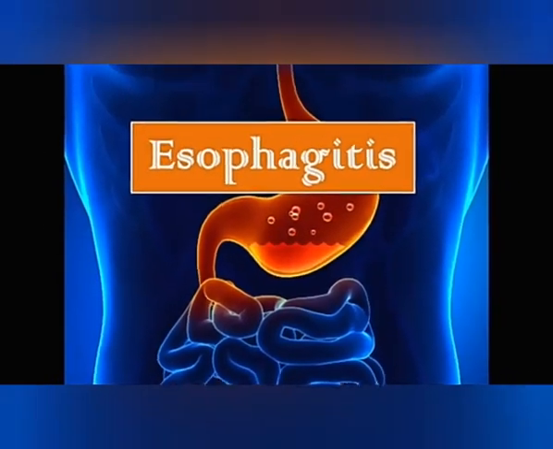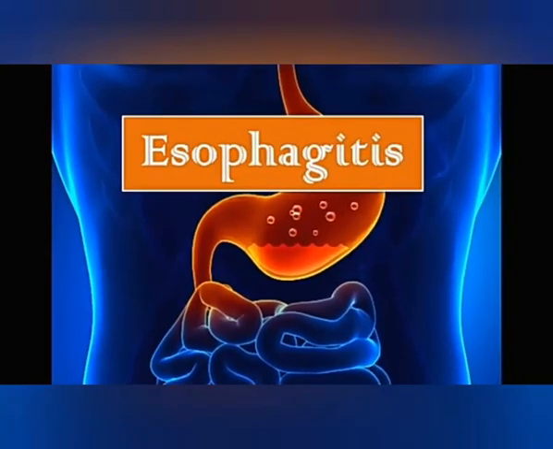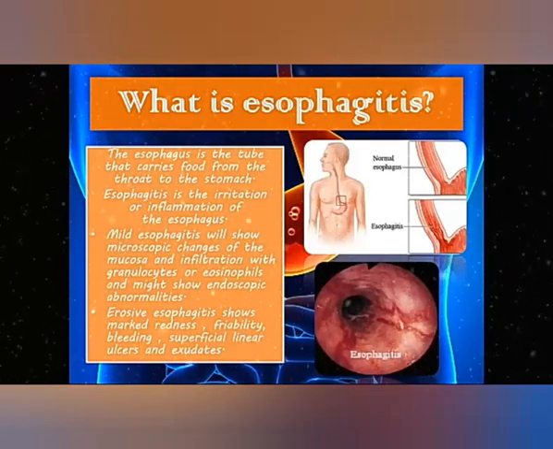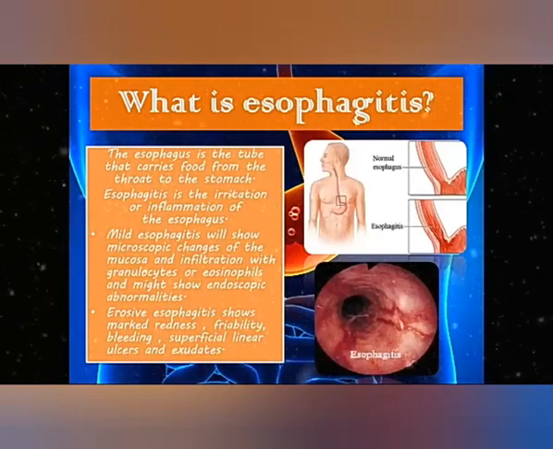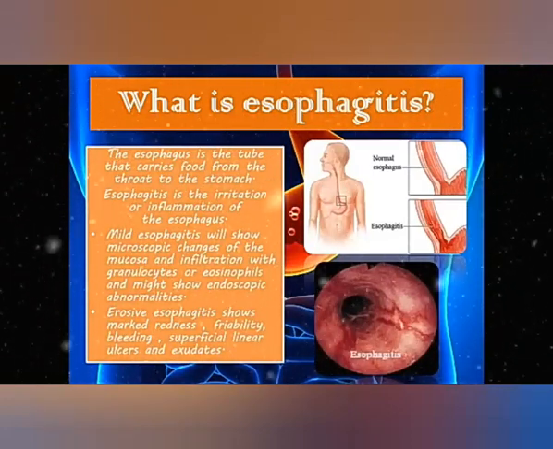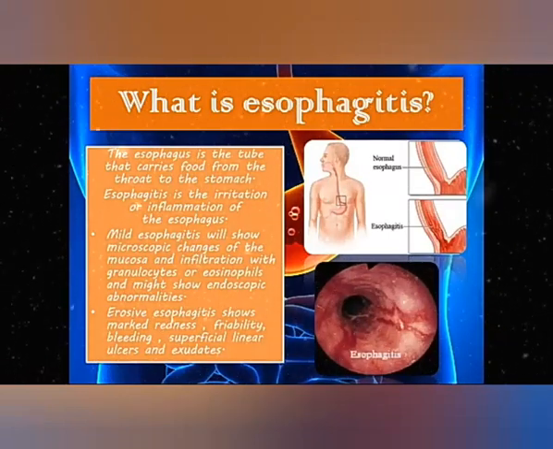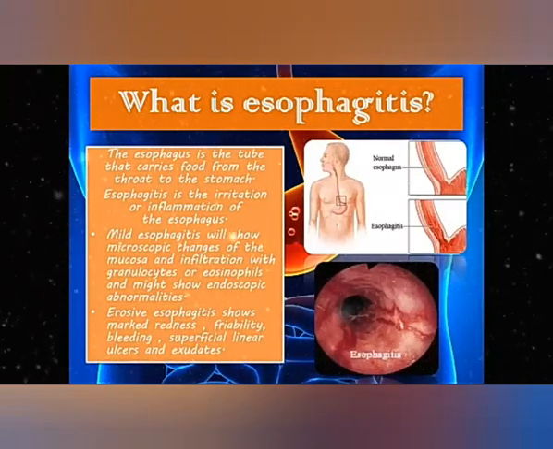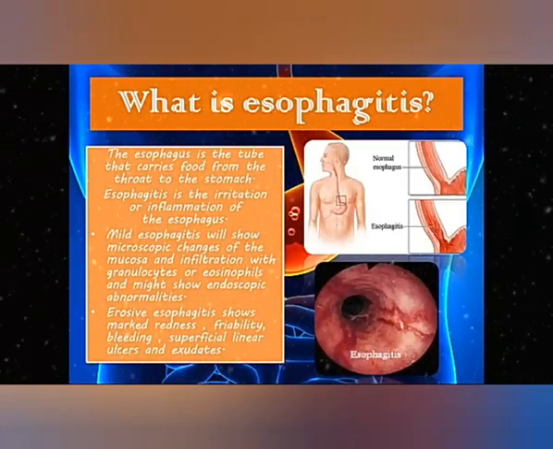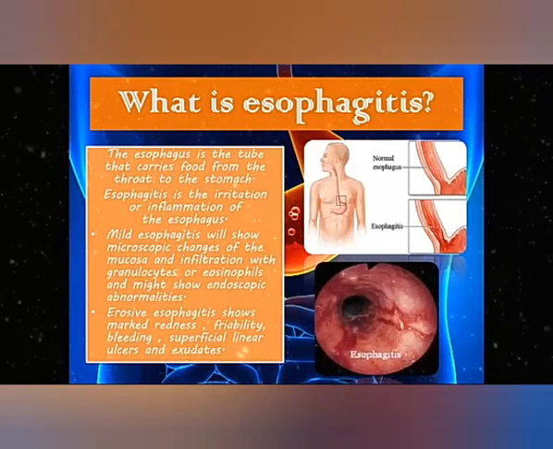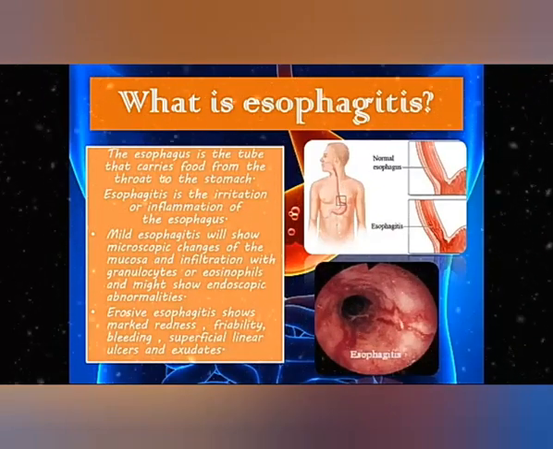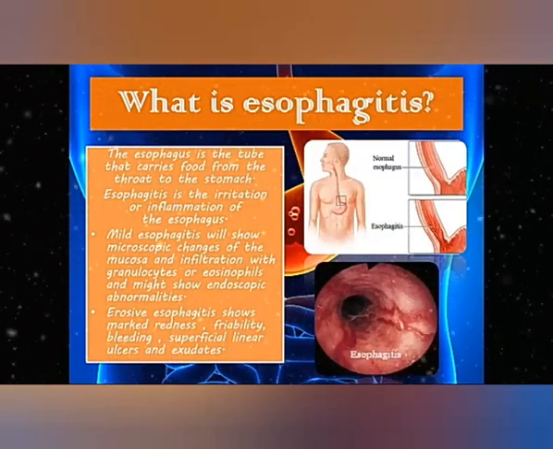Today we will be talking about esophagitis. The esophagus is the tube that carries food from the throat to the stomach, and esophagitis is the irritation or inflammation of the esophagus. Mild esophagitis will show microscopic changes of the mucosa and infiltration with granulocytes or eosinophils and might show endoscopic abnormalities. Erosive esophagitis shows marked redness, friability, bleeding, superficial linear ulcers, and exudates.